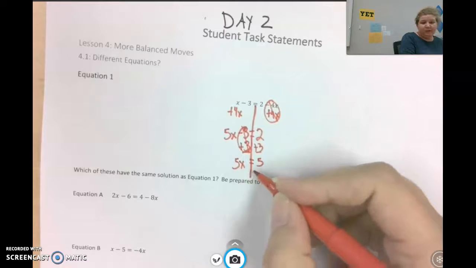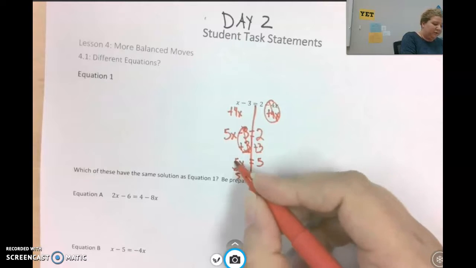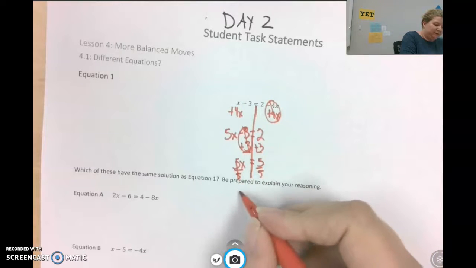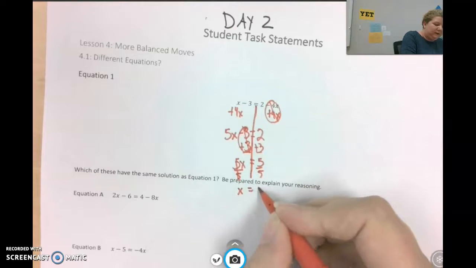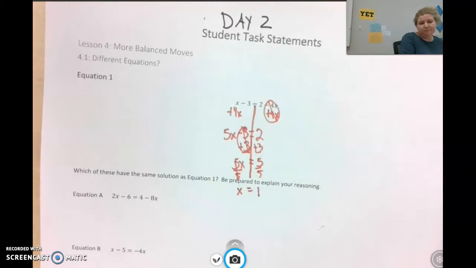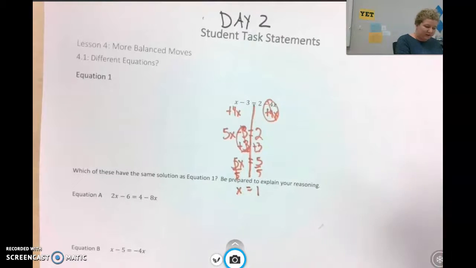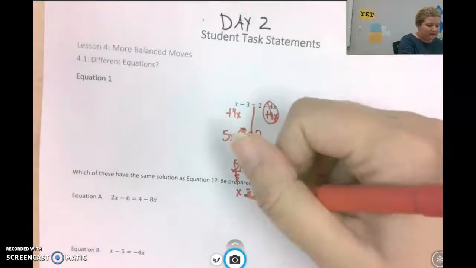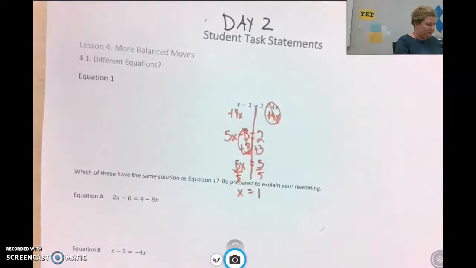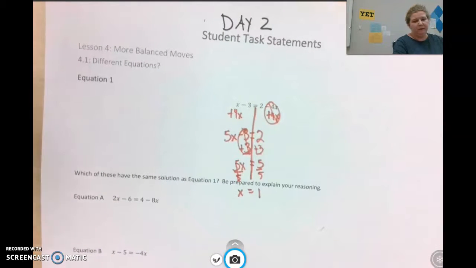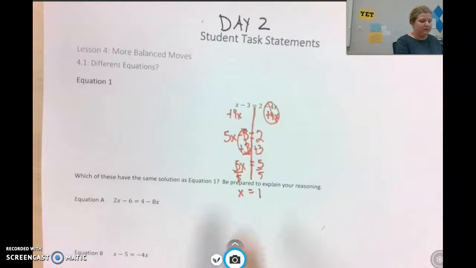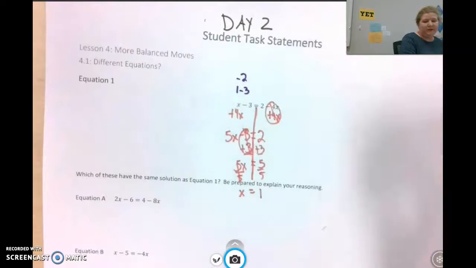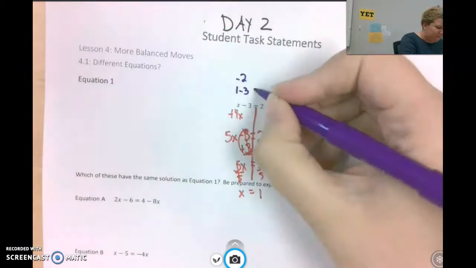So that's 5 groups of x is 5. So one group of x, I'm going to write it down here, is going to equal 1. Now if I wanted to check this, which you don't have to, you can take your answer and plug it back into the original problem and see if you get the same result on each side of the equation. So 1 minus 3 is negative 2, and this is just my check step.